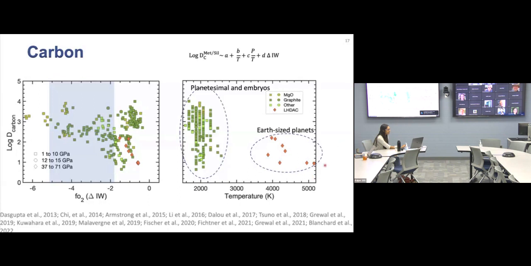What this implies is that even though carbon is still very siderophile and it would still be expected to partition into the Earth's core, there would be a lot of carbon partitioning into the mantle, available for outgassing as well.